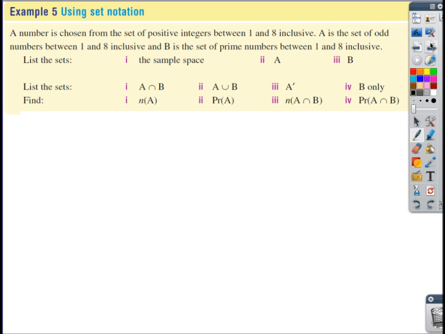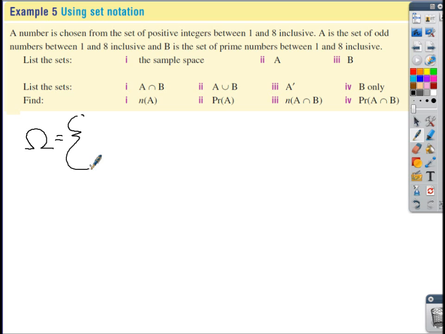So the question is asking us first of all to list the sample space. So I'm going to use my sigma to represent my sample space here. I'll use my nice curly brackets. Okay, let's look at what's in the sample space. It's the set of positive integers between 1 and 8 inclusive.